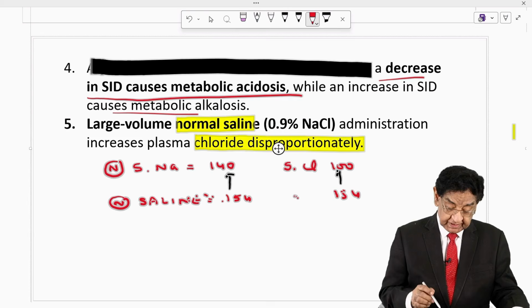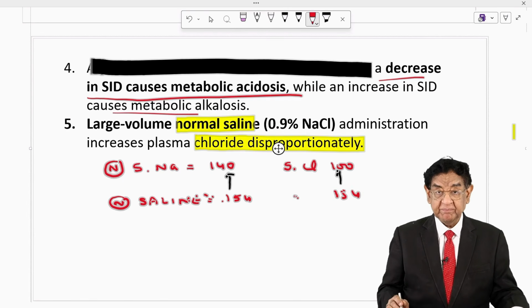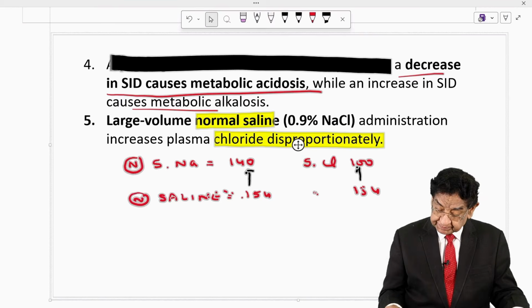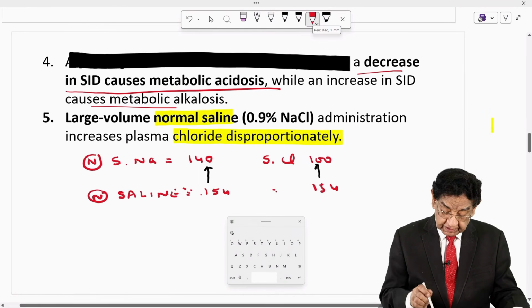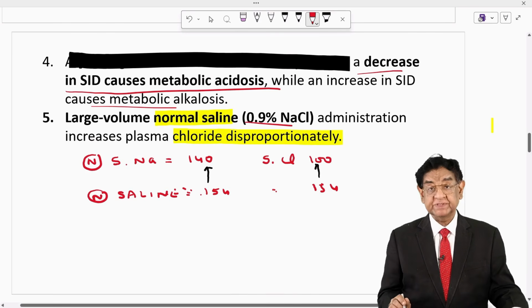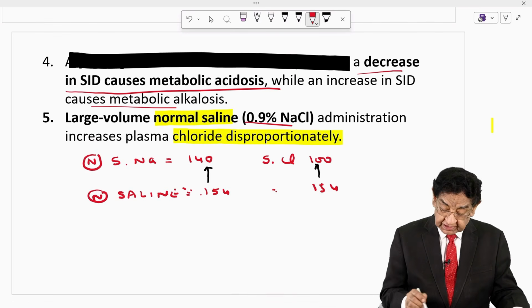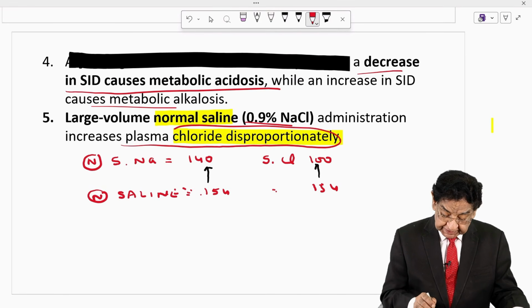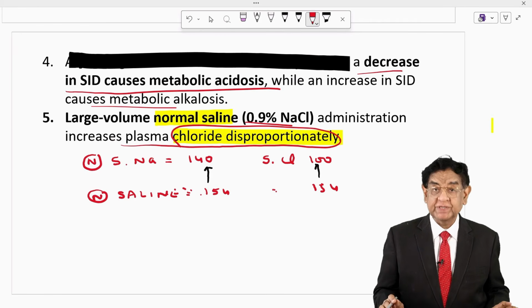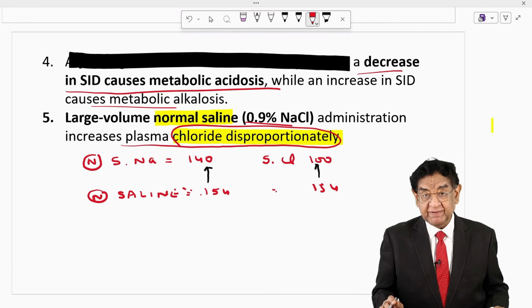Well, to explain it better, when we give large volume normal saline, 0.9%, this leads to increased plasma chloride disproportionately. This is the most important word. What is this? This you will never understand unless you know the basic concept.